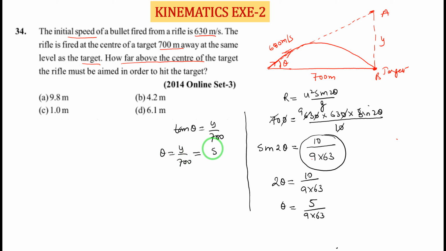Which is equals to 5 upon 9 into this. Okay. Now rest is the simplification. So on simplifying this, we will get approximately 6.1 meter. Okay, so the answer is D.